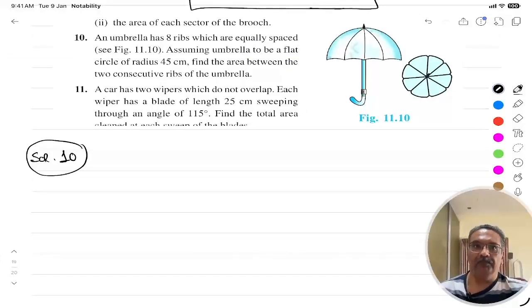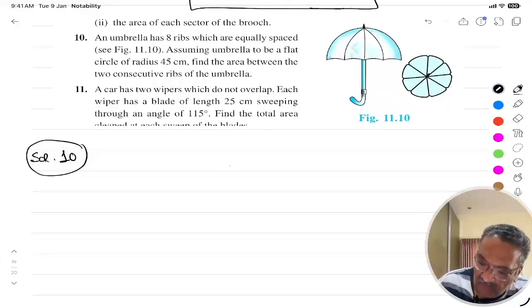Now let's come to question number 10. What does question number 10 say? See, there is an umbrella which has 8 ribs which are equally spaced. See the figure, they have given the figure. Assuming the umbrella to be a flat circle of radius 45 centimeters, we have a circle with radius 45 centimeters, and the 8 ribs have divided the circle equally, right? So find the area between the two consecutive ribs.